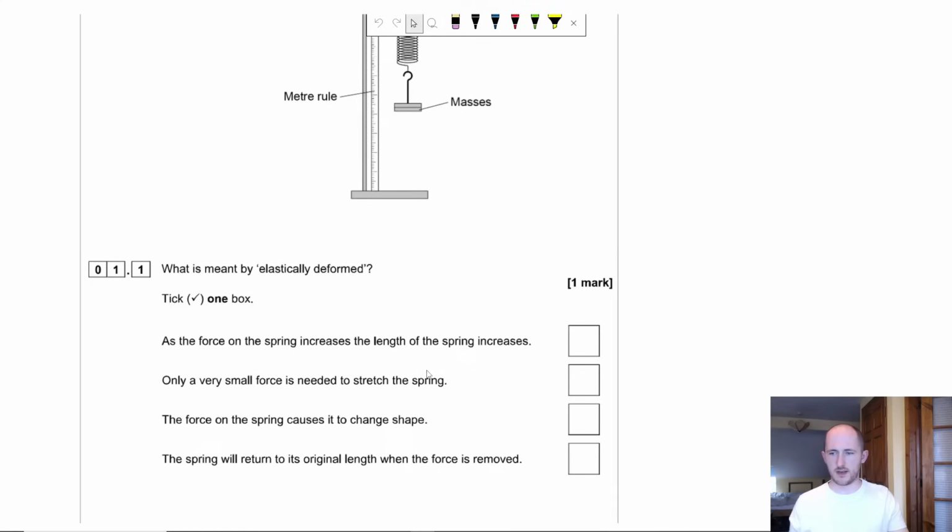Only a very small force is needed to stretch the spring. So let's actually cross these off as we go along. The force on the spring causes it to change shape. It could be that, maybe. The spring will return to its original length when the force is removed.